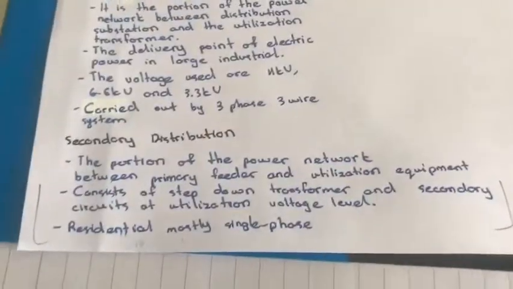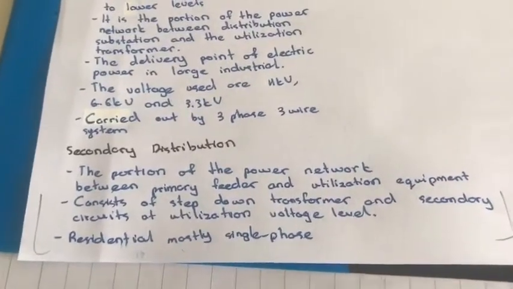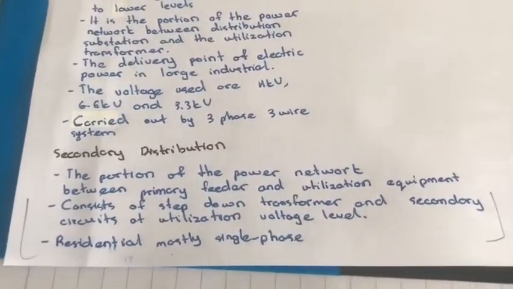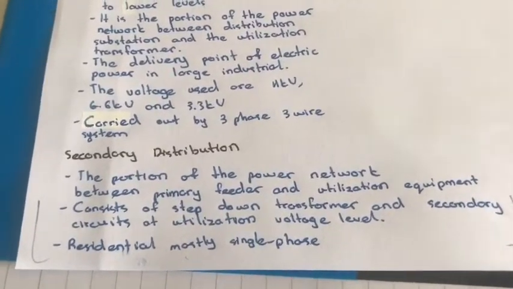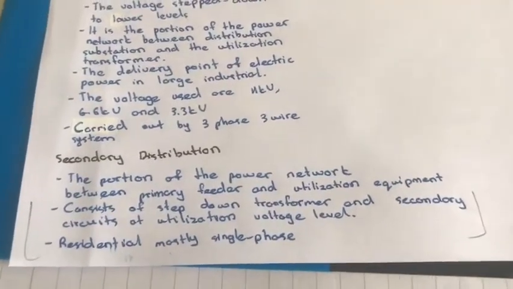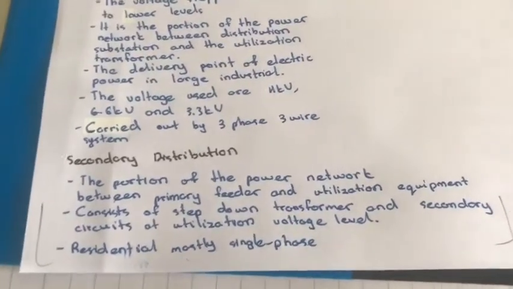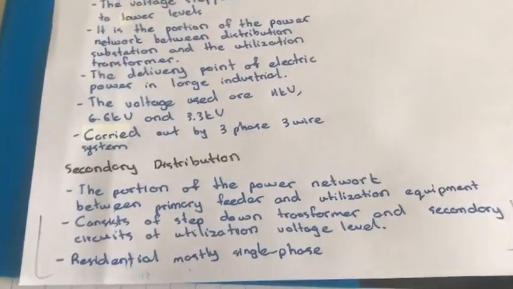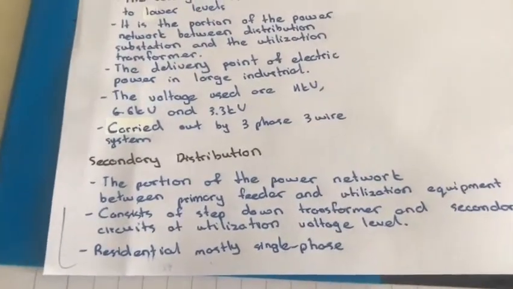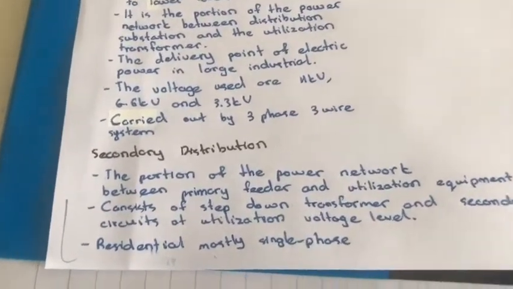For the secondary distribution, it is the portion of the power network between the primary feeder and the utilization equipment. It also consists of a step-down transformer and secondary circuit of utilization voltage level. Residential secondary systems are mostly single phase, but commercial and industrial systems generally use three-phase.